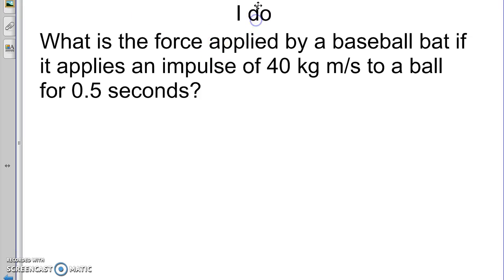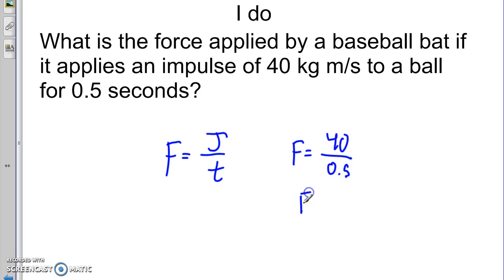All right, let's do one of these. What is the force applied by a baseball bat if it applies an impulse of 40 kilogram meters per second to a ball for 0.5 seconds? As you'll see, these are usually pretty easy. Sometimes you might have to calculate the impulse, like a change in momentum, but beyond that, it's fairly straightforward. So my force here is going to be my impulse, which was 40 kilogram meters per second, over 0.5 seconds. The force there is 80 newtons. Simple enough.